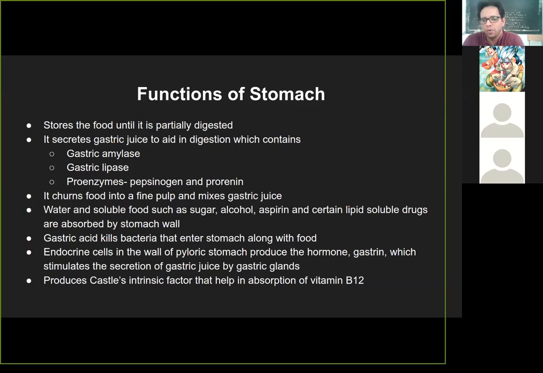Water and soluble foods or food ingredients such as sugar, alcohol, aspirin, all of these, and certain lipid soluble drugs, they can directly get absorbed through the stomach wall. Because the stomach walls have an epithelial structure from the inner lining, with different regions and different layers within the stomach wall, it is easier for the absorption of the smaller molecules directly from the stomach itself.